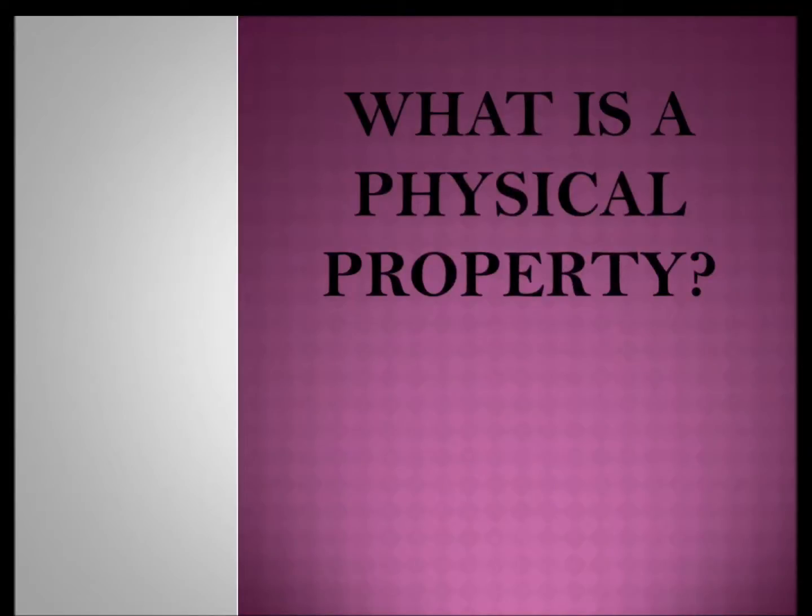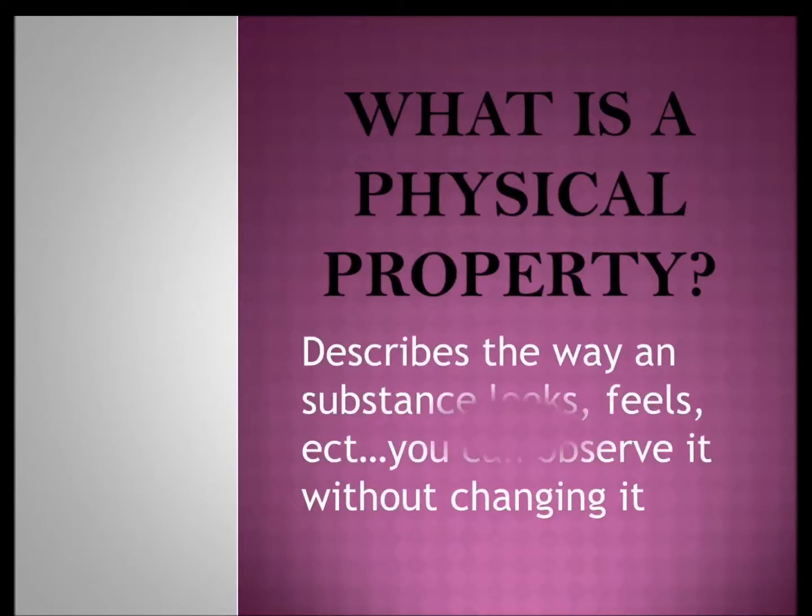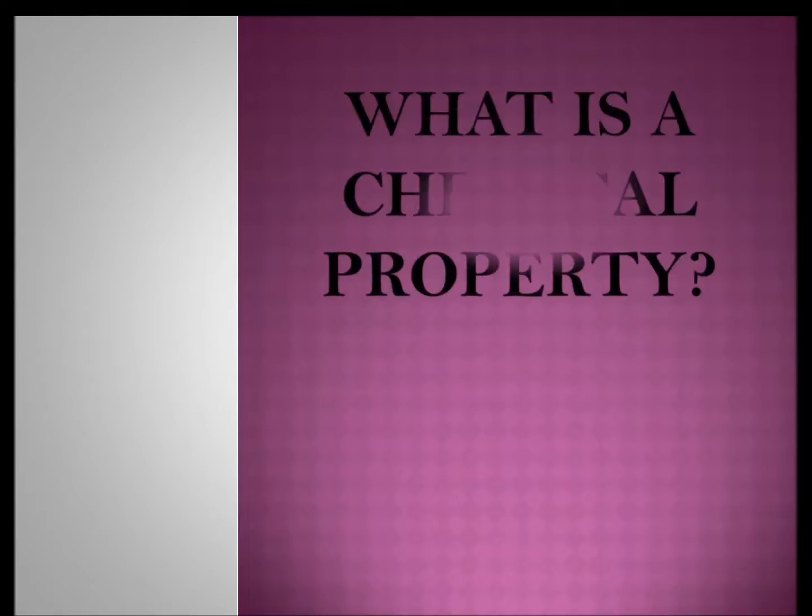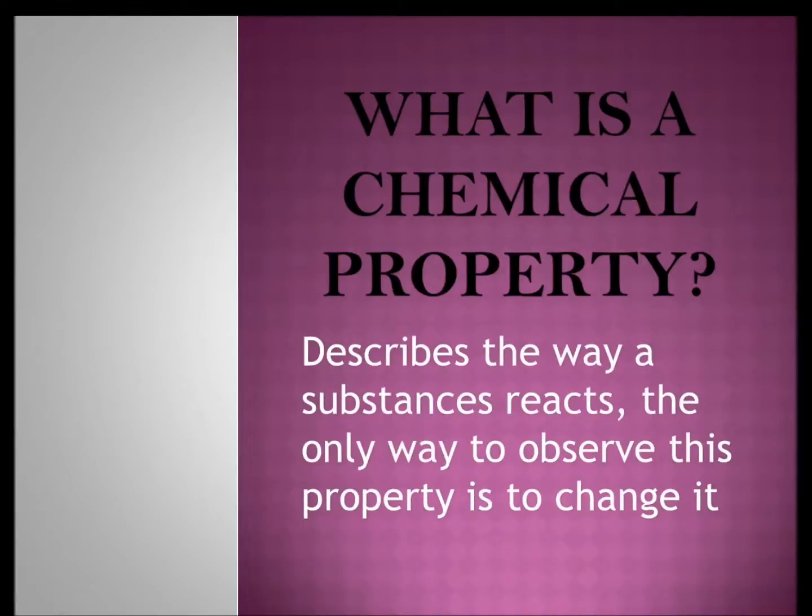So then, what is a physical property? A physical property just describes the way a substance looks, feels, etc. So basically, you can observe it without changing it. A chemical property is going to be a property that describes the way a substance reacts. So the only way to observe it is to change it. We're going to do some examples.